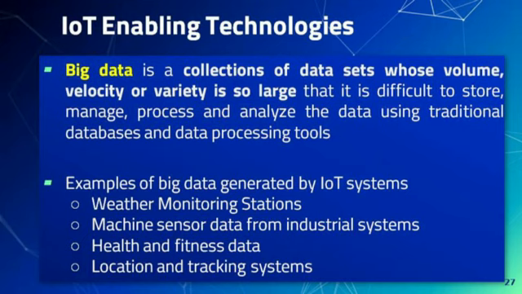Some examples in IoT are weather monitoring stations, machine sensor data from industrial systems, health and fitness data, and location and tracking systems. All these are using big data. As you see, big data is not just a size. Big data is the use of volume, velocity, and variety.